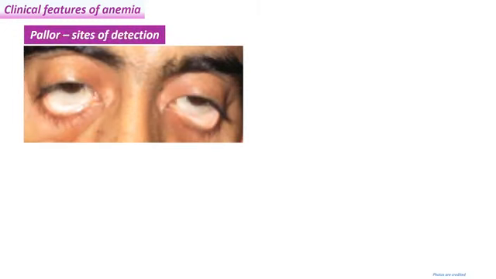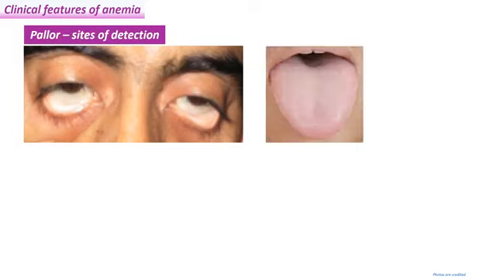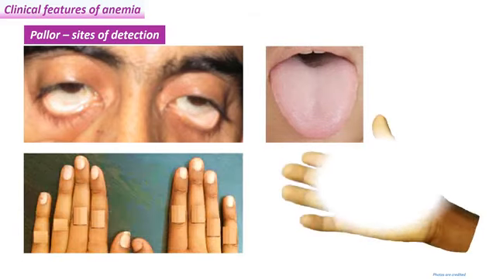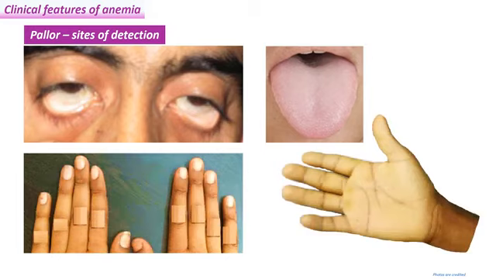This is the slide showing different sites for detection of the pallor. So here you see it is the lower palpebral conjunctiva, the tongue, nail bed, palmar region, especially the palmar creases.